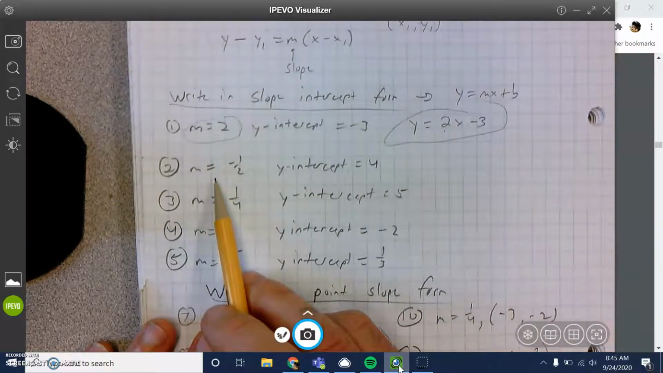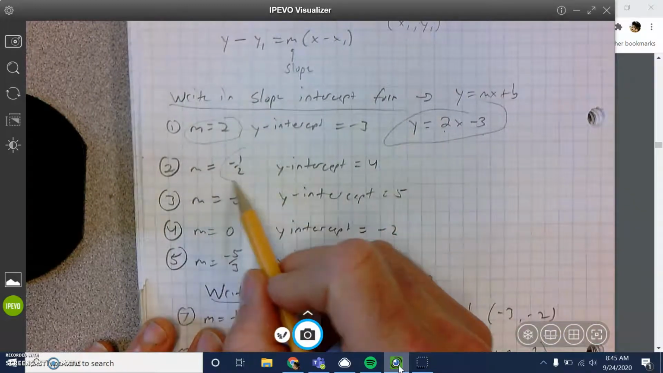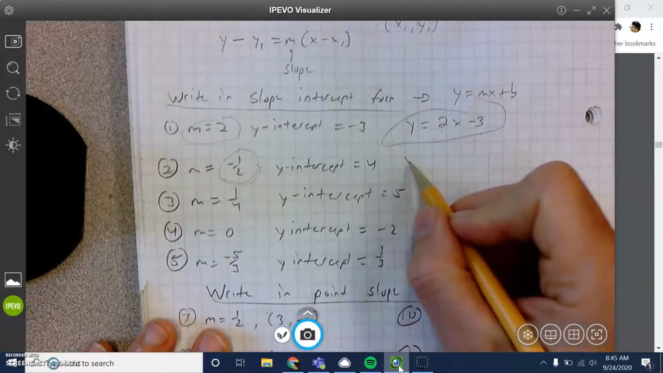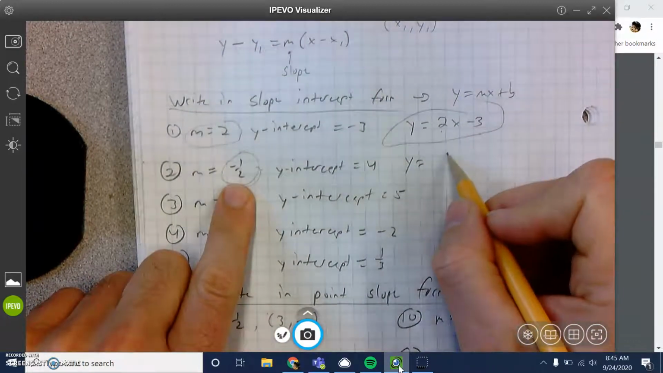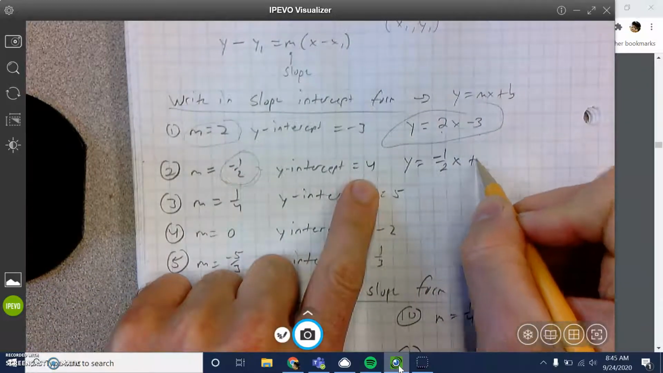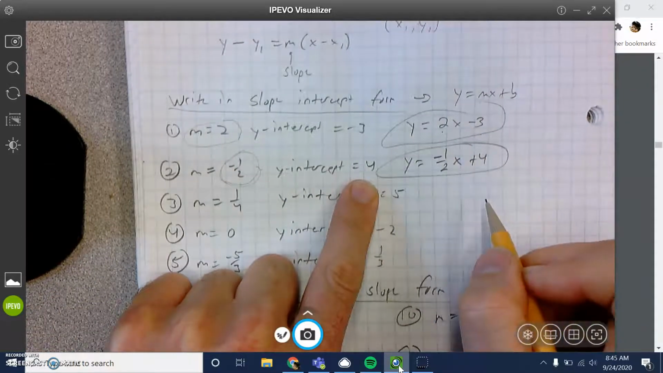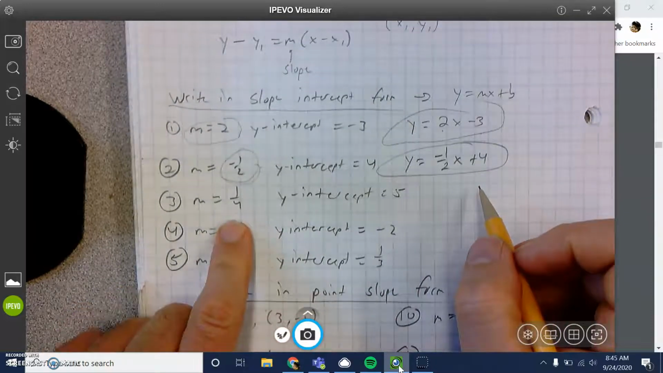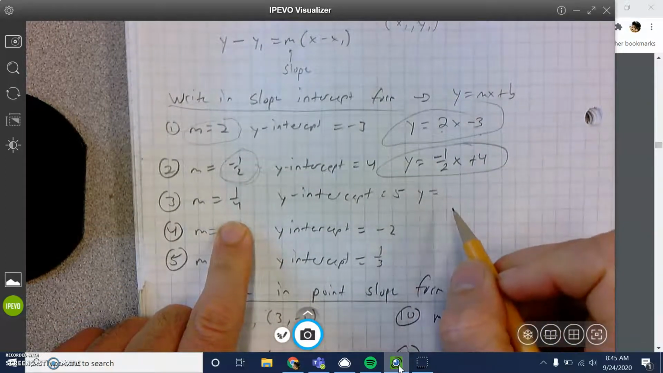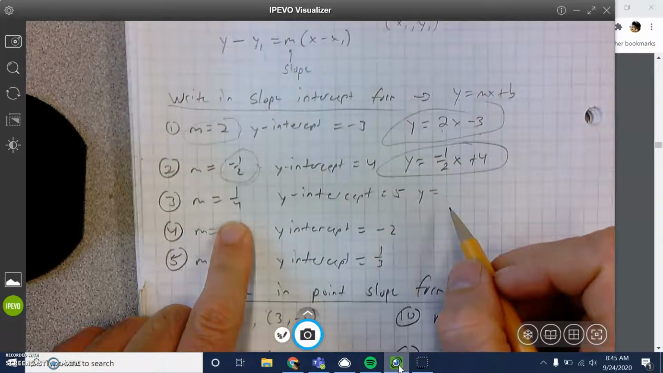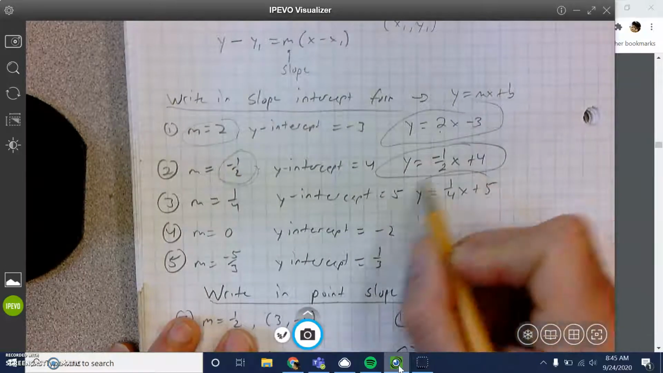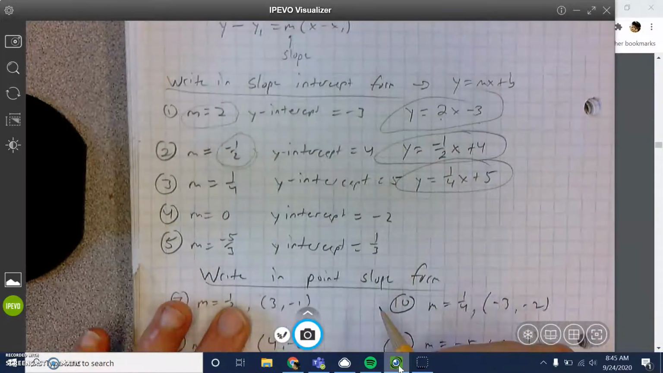All right, let's try number 2. y equals mx plus b. It gives you the m, and it gives you the y-intercept. So y equals negative 1/2 x plus 4. Got it. This one's not that bad. All you're doing is plugging in. Number 3, go ahead and do it. What did you get? Okay, y equals 1/4 x plus 5.